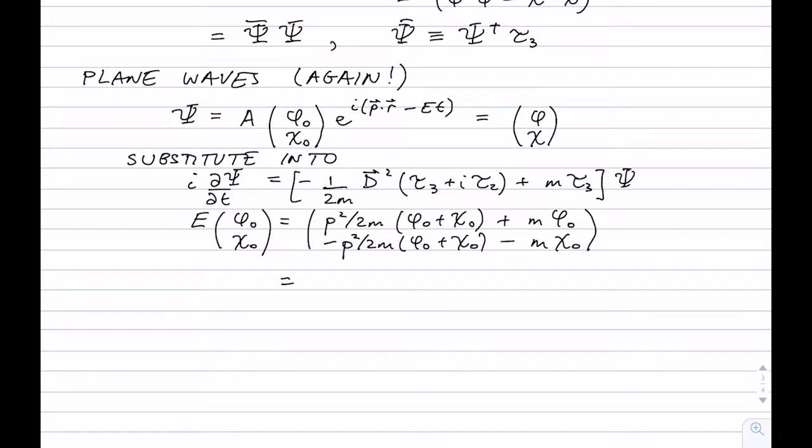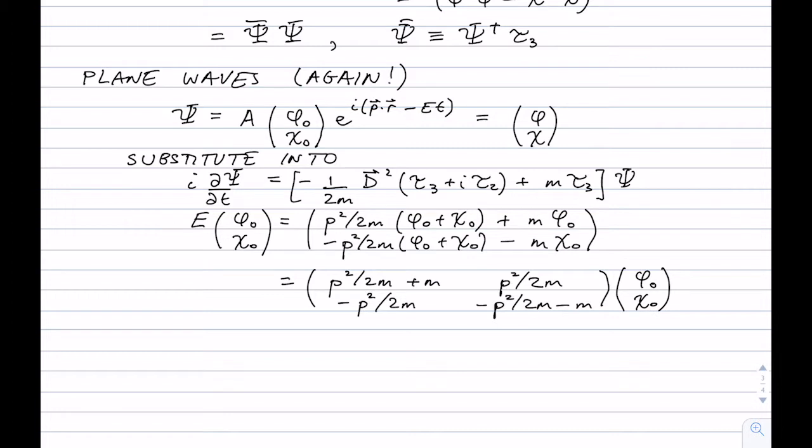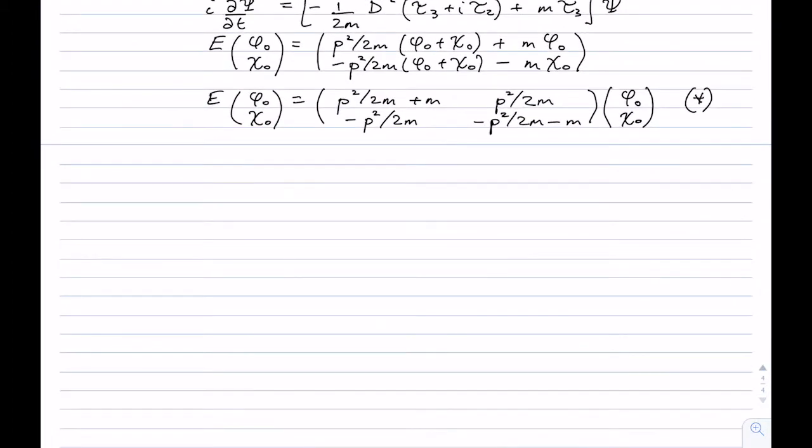And if I just pull out the phi and chi, I will get p squared over 2m plus m, p squared over 2m, minus m, times phi naught chi naught. This is very much like what we wrote before. So this equation is now an eigenvalue equation for phi naught chi naught, which are constants. They don't depend on position. So what are the eigenvalues of this equation?